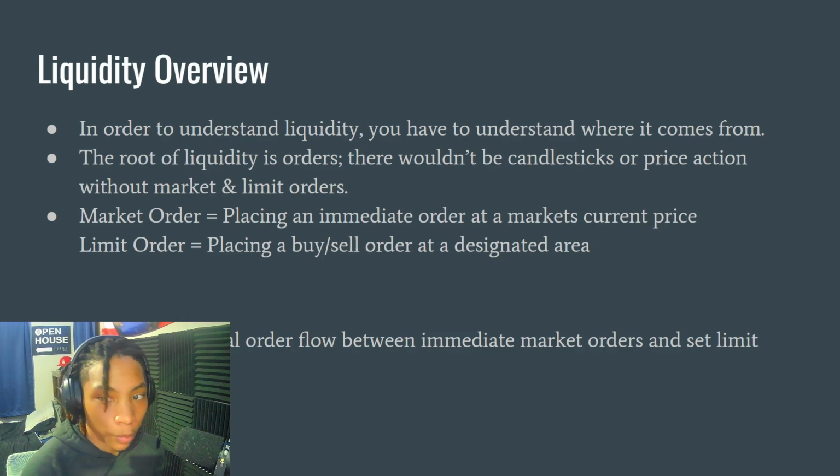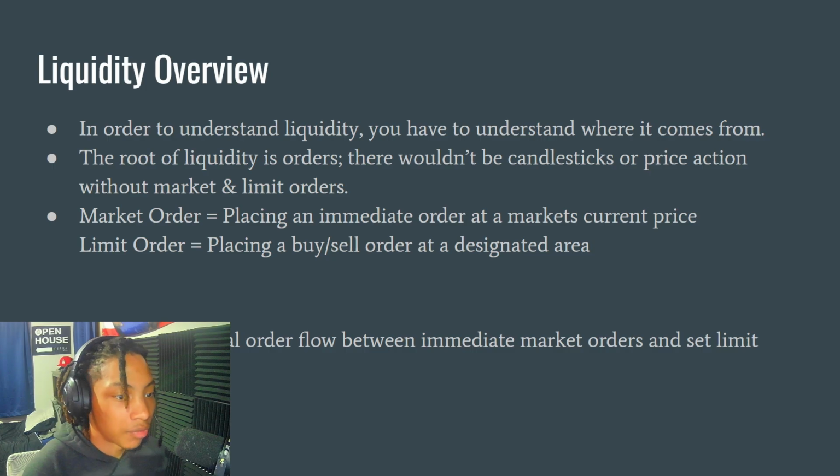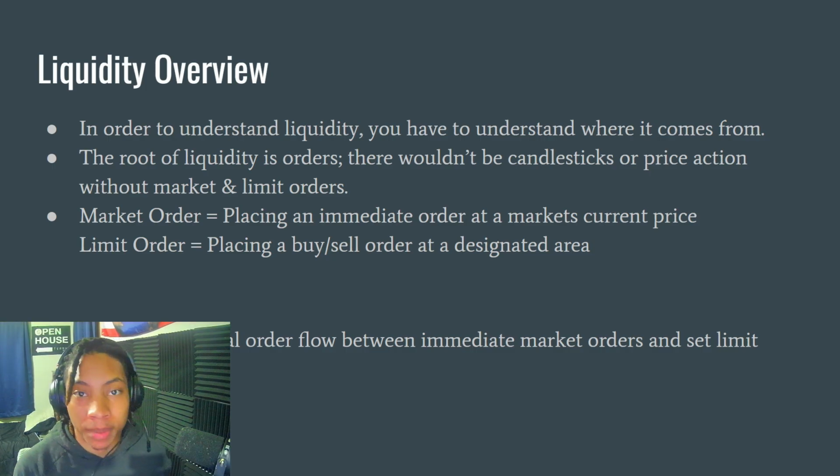All right, so there wouldn't be candlesticks or price action or anything of the sort if it wasn't for market and limit orders. All right, so we have market and limit orders, which create liquidity, and I'm going to go ahead and tell you guys what that is right now. So a market order means to place an immediate order at the market's current price. So for example, if you went to a store and you found a Kit Kat, the Kit Kat is $2.50. You want to buy it at that price right now. So that Kit Kat is yours. So that would be your immediate market order in a sense.